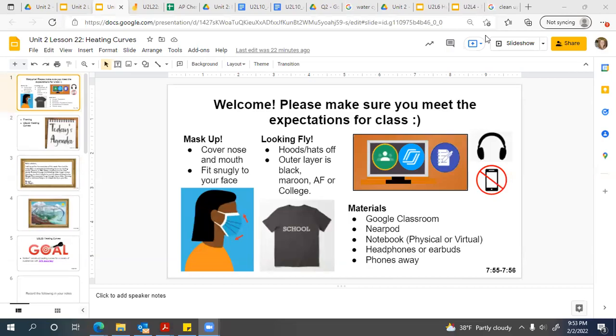As always, please start class by making sure you are meeting the expectations for class: mask up, looking fly, and having the appropriate materials. One addition to today's materials, you may find it useful to have a pair of headphones or earbuds available so that you can listen to this delivery.